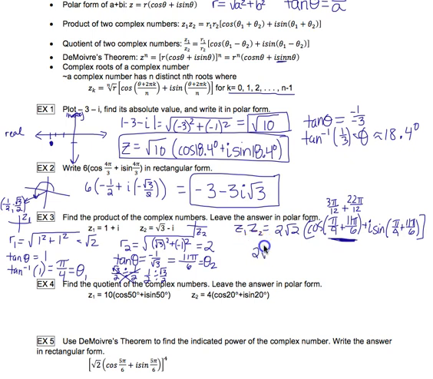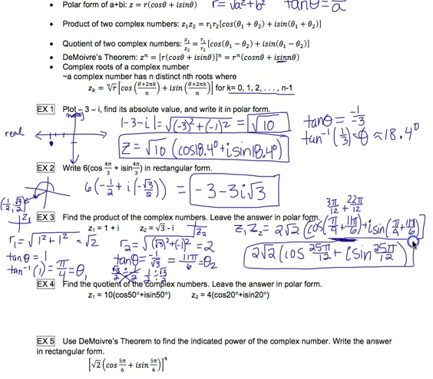So 2 radical 2 cosine 25 pi over 12. And then obviously it's going to be the same thing over here. So plus i sine 25 pi over 12. And then that is going to be my final answer. It's in polar form.